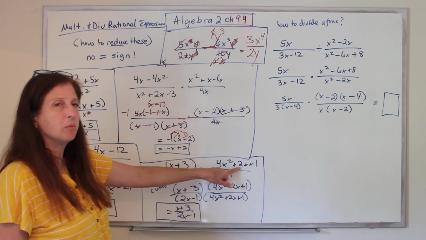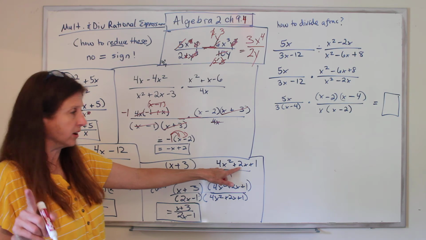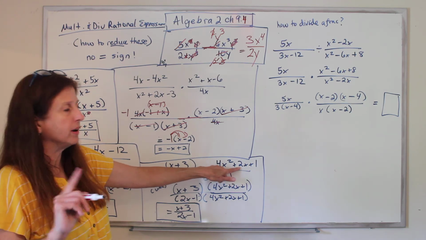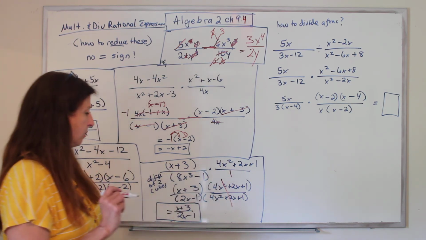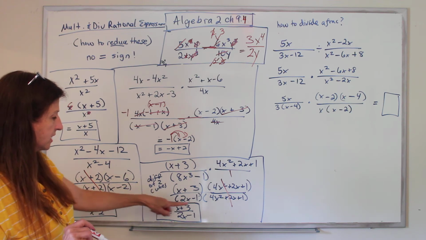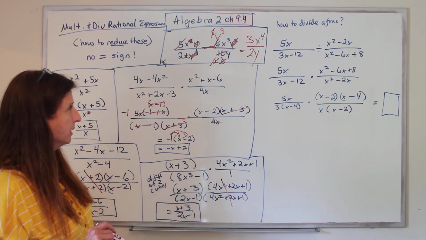So this one, normally I would go off on the wrong rabbit trail and I'd factor that and go, oh no, and I'd put it back. But those can mark out. So the answer is x plus 3 over 2x minus 1.